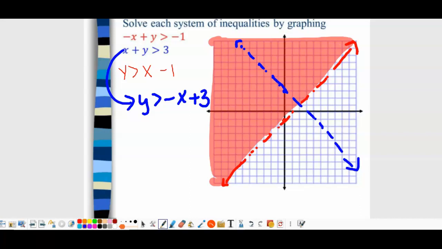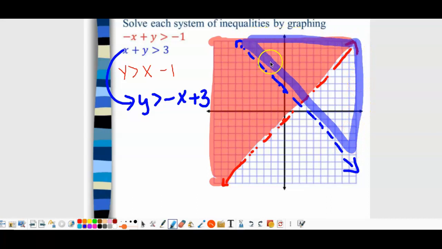You have to be careful where you shade, because you've already done one set of shading. Your final solution can only be shading on top of where you already have shading. Or you need to make sure that I clearly know the solution is the overlap. Even though the blue goes all the way here, I need to know you know that the solution is only the overlap.